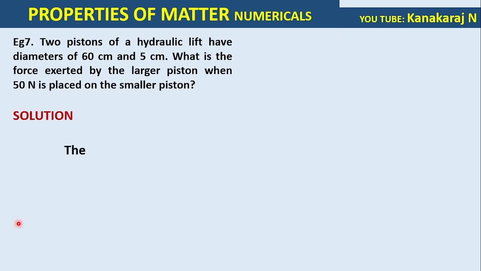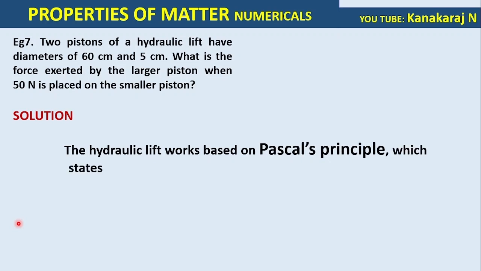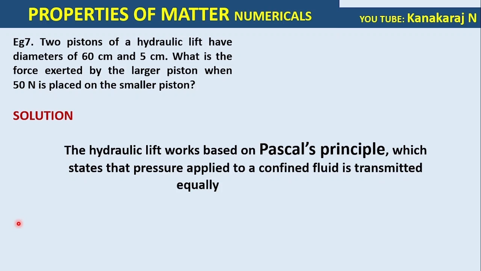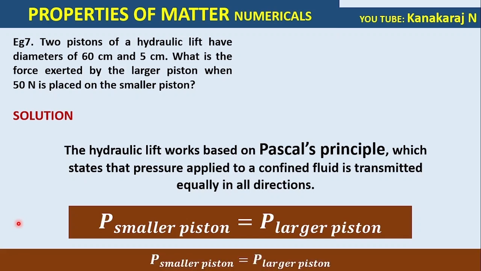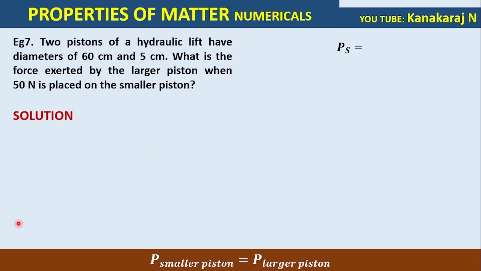The hydraulic lift works based on Pascal's principle, which states that pressure applied to a confined fluid is transmitted equally in all directions. So, pressure on the smaller piston equals pressure delivered by the larger piston. They are equal. Pressure on the smaller piston equals pressure on the larger piston.